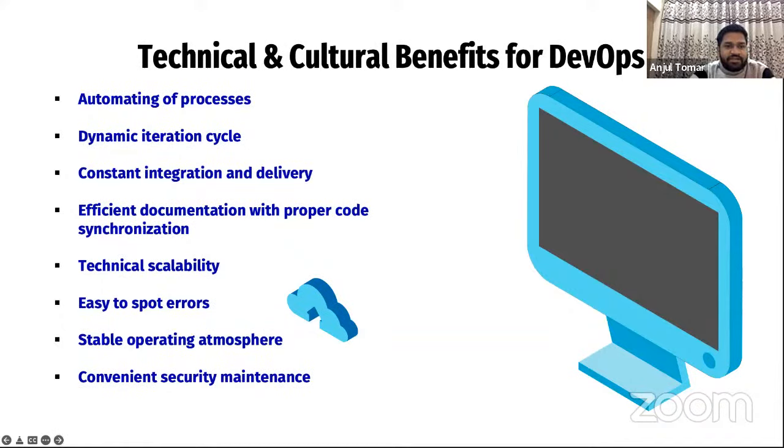Dynamic iteration cycle. What does it mean? Let's say there's an ongoing project, and all the staging servers are occupied. Something comes in between, like a feature request: can you please do it for us? We need to deploy this feature faster than our competitors. For that, we have dynamic iteration cycles. By using DevOps tools, you can definitely make it happen.